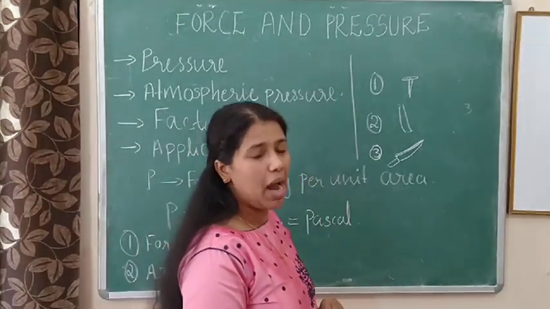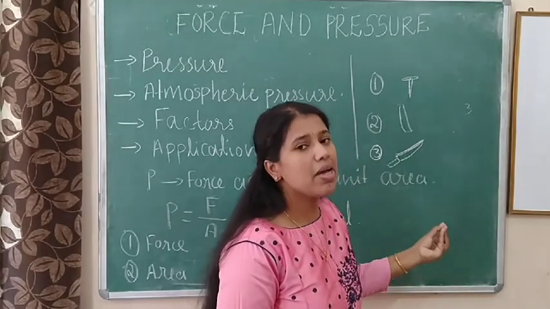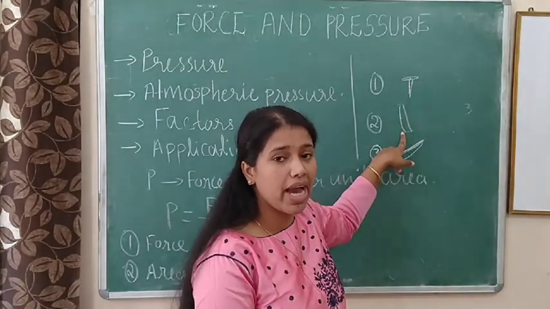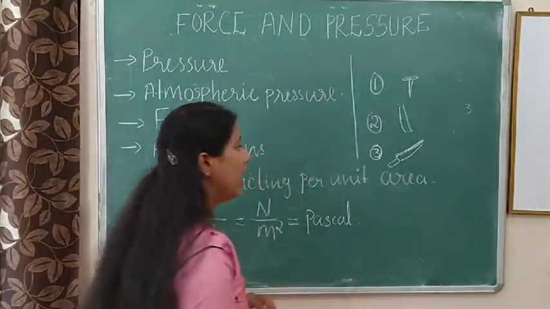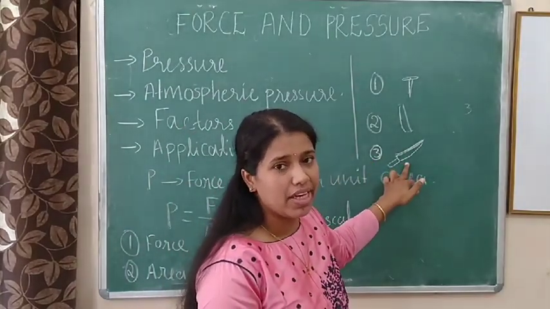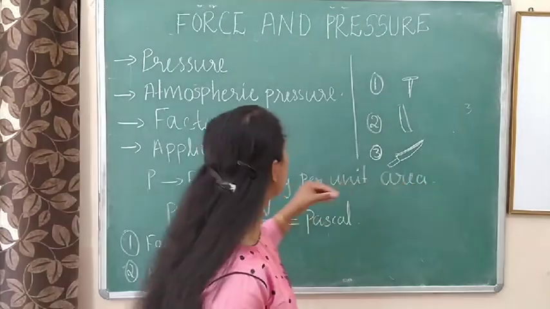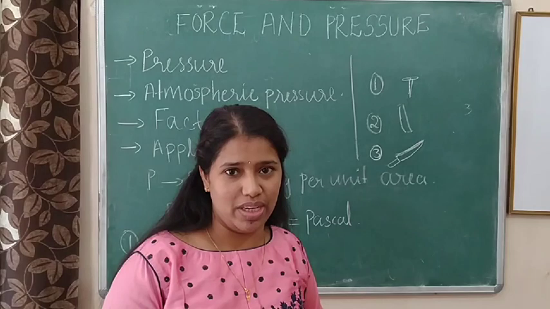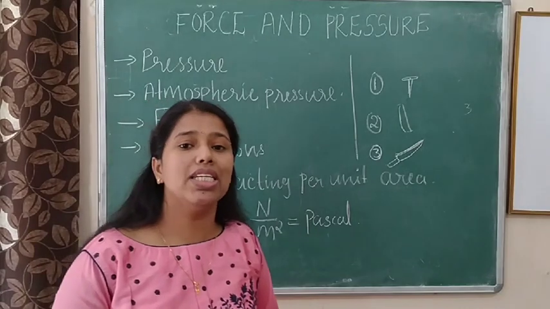Next, applications. I explained three applications. First, in thumb pins, area is less, pressure is more. The next one is the wide strap in a school bag: area is more, pressure is less. The third one is cutting vegetables with a sharp knife: area is less, pressure is more, so we can cut vegetables easily. The last topic is atmospheric pressure. Pressure exerted by the atmosphere is known as atmospheric pressure. Atmospheric pressure is maximum at sea level.